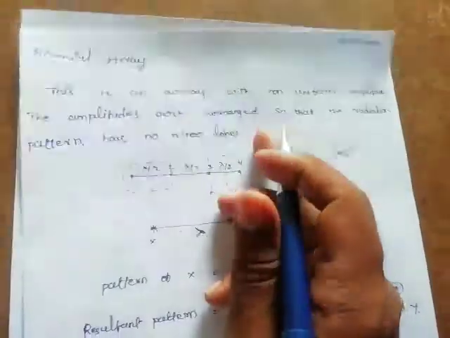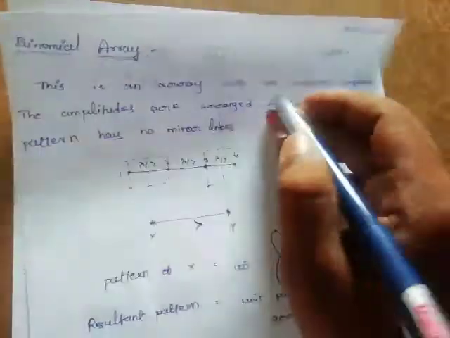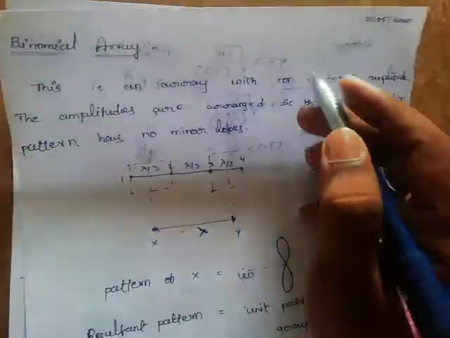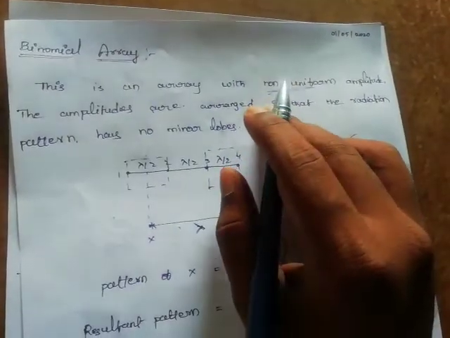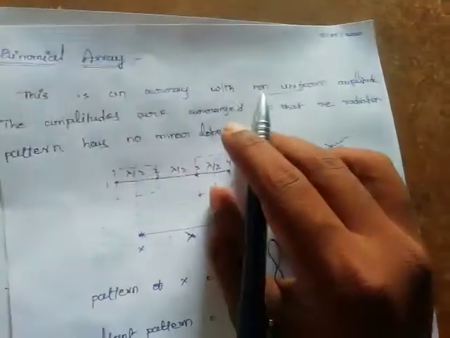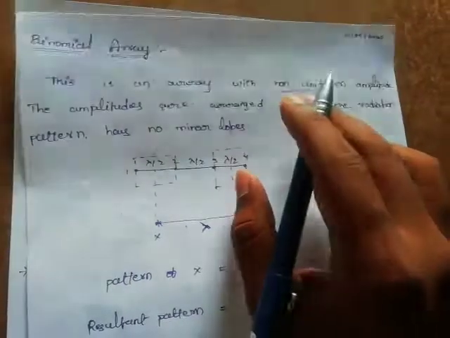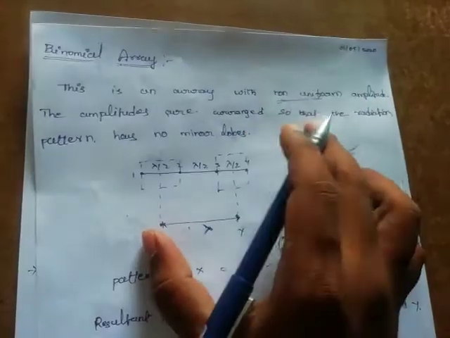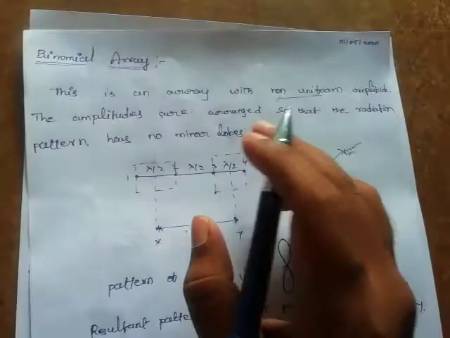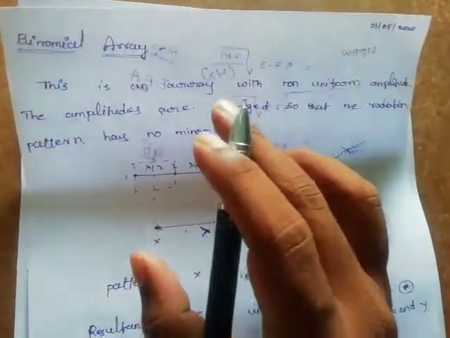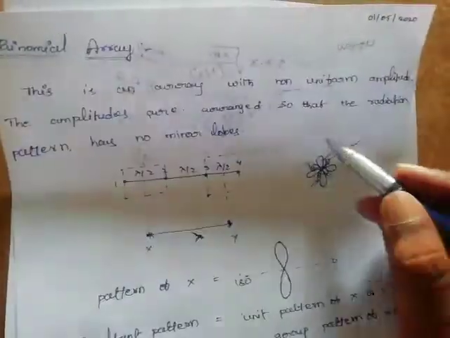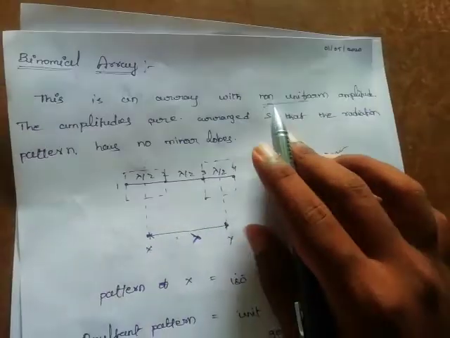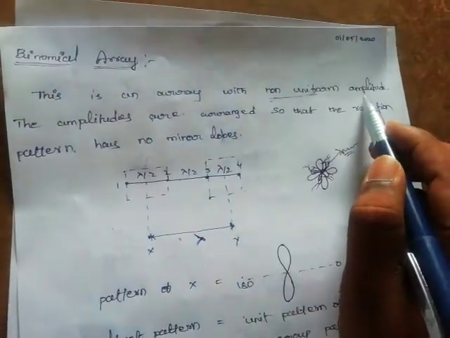What are the amplitudes here? Those amplitudes are non-uniform, meaning not the same at every source, because we arrange different amplitudes. The amplitudes are arranged so that the radiation pattern has no minor lobes. By arranging the amplitudes this way, we can reduce these minor lobes. That is the main concept: to reduce the minor lobes, we use non-uniform amplitudes.